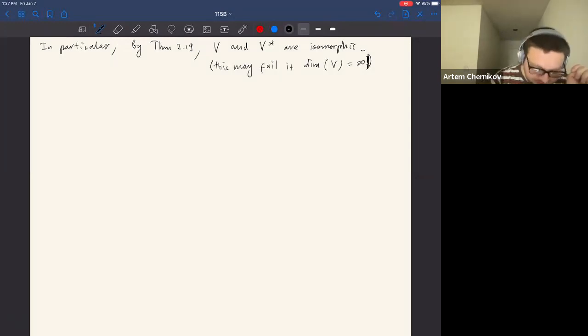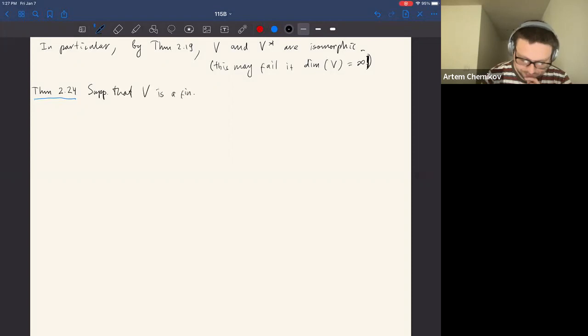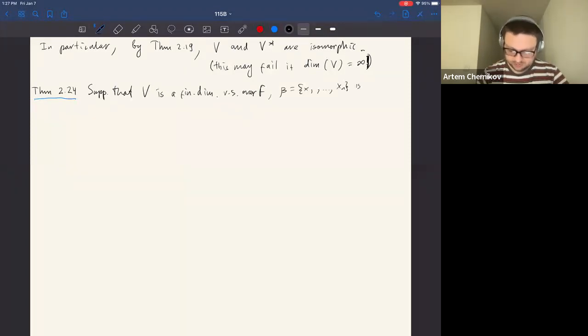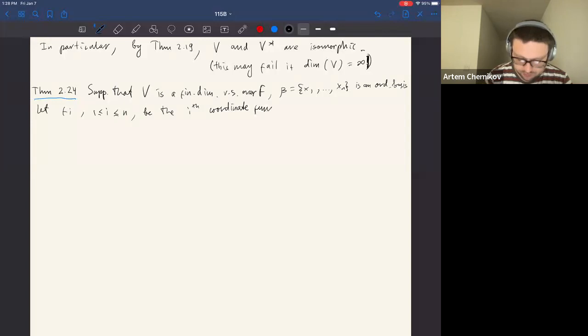All right, so now let's actually make this explicit. Let's find an explicit isomorphism. In order to do this, it would be helpful to understand what a basis of the dual space can look like. Okay, so we have the following theorem, 224. Suppose that V is a finite dimensional vector space over F, and beta equals x1 through xn is an ordered basis. Then we let fi for i between 1 and n be the ith coordinate function with respect to beta. Okay, so this is exactly the example we have discussed.